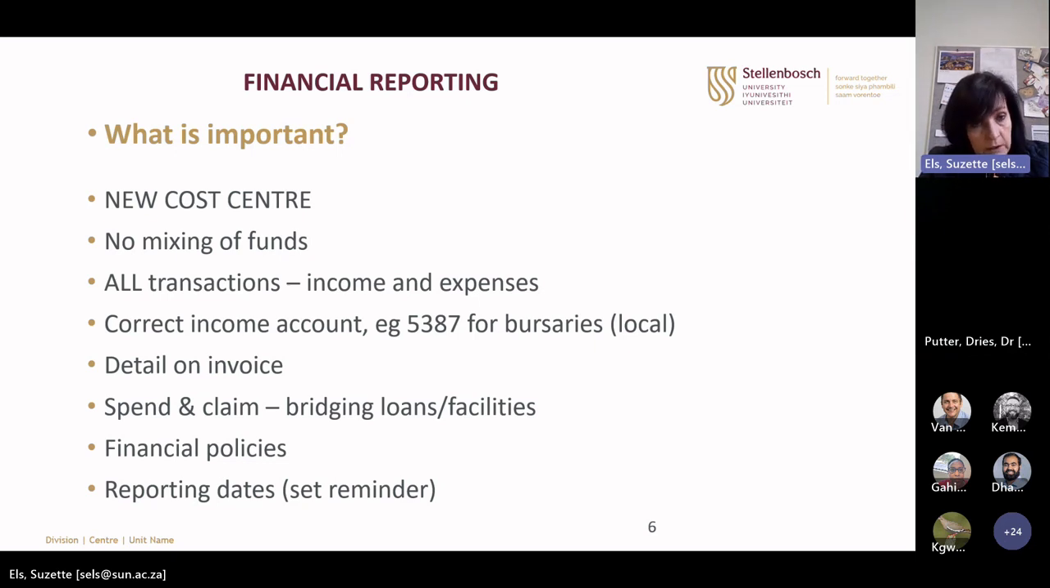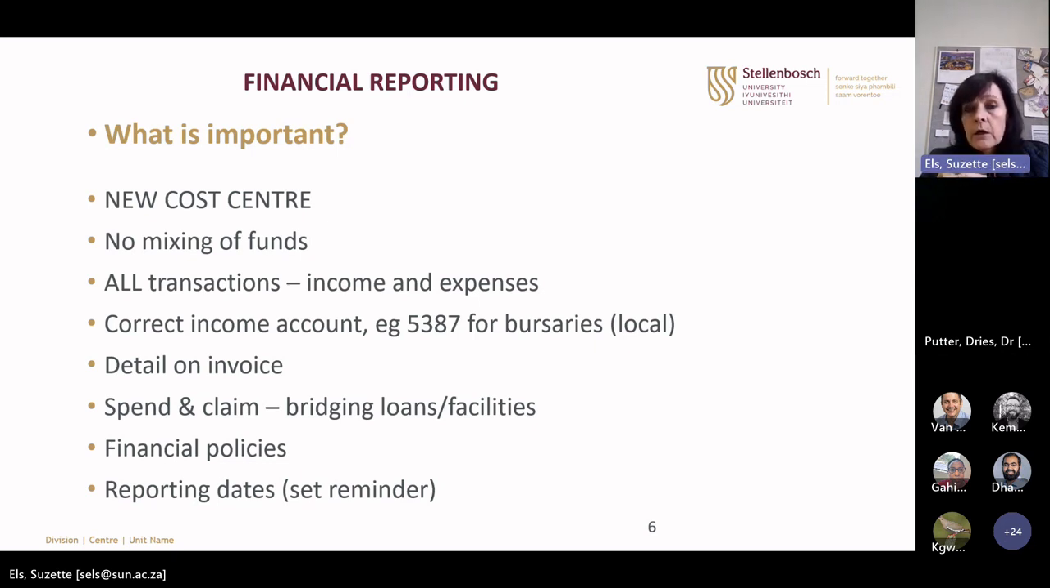We are busy with the cutover to the new one in the next 6 weeks. So things will change from now on. But for now, this is how we work. The detail on your invoice must be very clear.